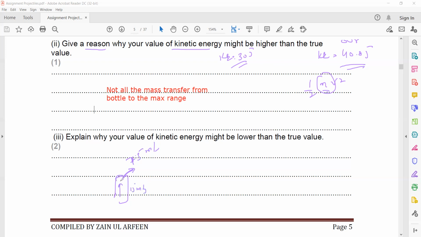But what happens when it reaches the bottle opening? Because of the friction between the bottle and the liquid, the speed is reduced. But in practice, the liquid might come out at a higher speed. So the liquid is coming out at a higher speed, but we are only getting 7.5. That's why our value will be lower than the true value.